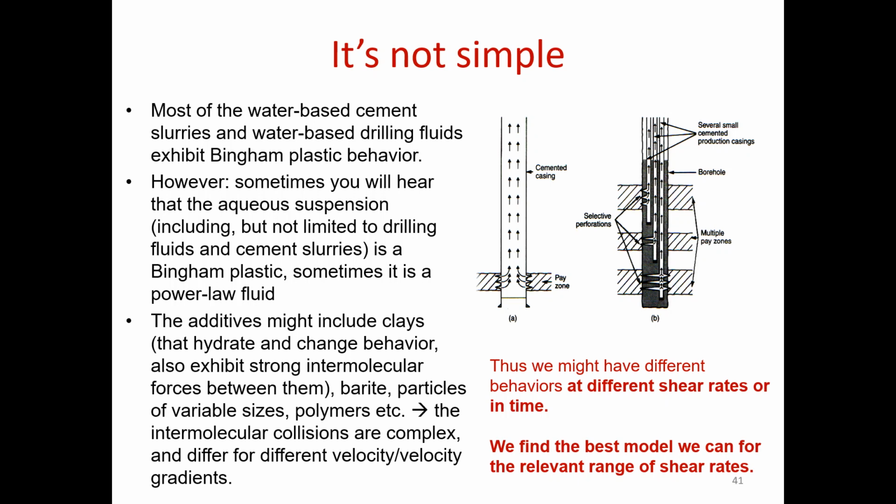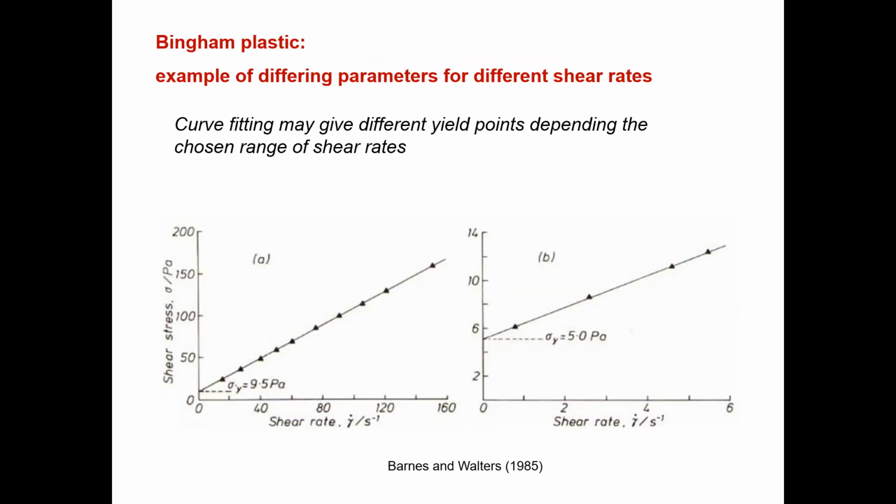And that might change, so I can actually show you an example. This is an example of Bingham plastic, from some of the older literature. This is a paper that actually had a title something like, what yield stress? There's no such thing as perfectly defined yield stress, because it depends on the range. So here you're looking at shear rates from 0 to 6 second to the minus 1. And here from 0 to 160.